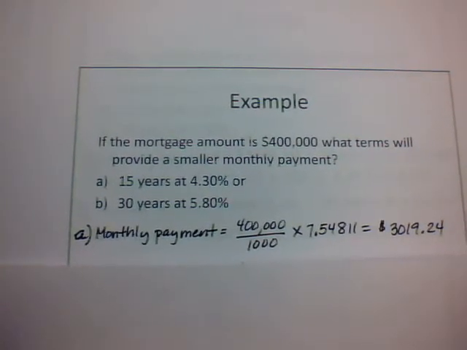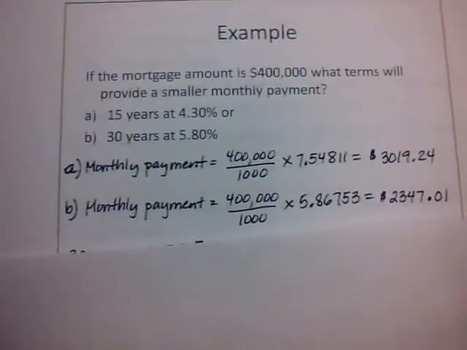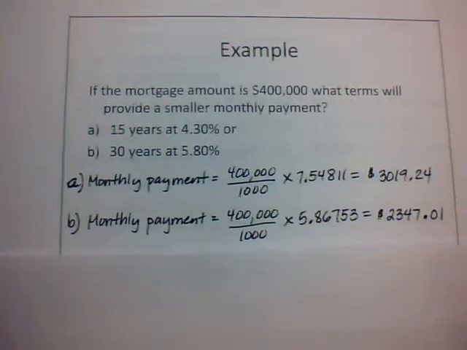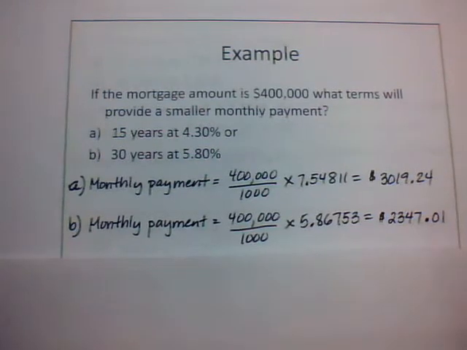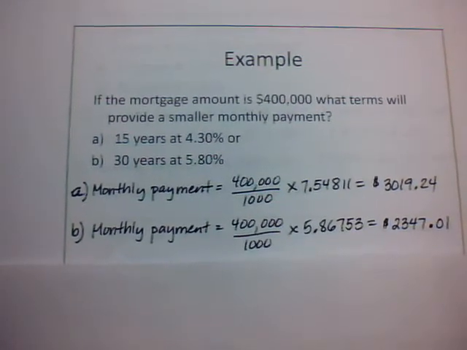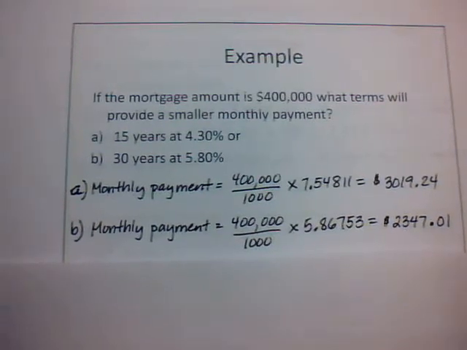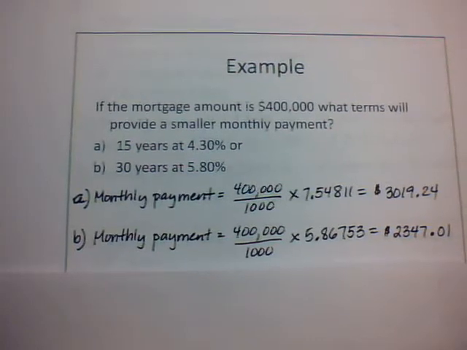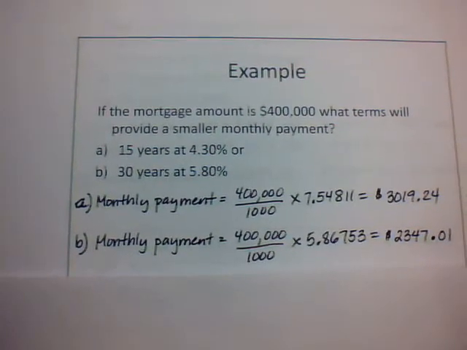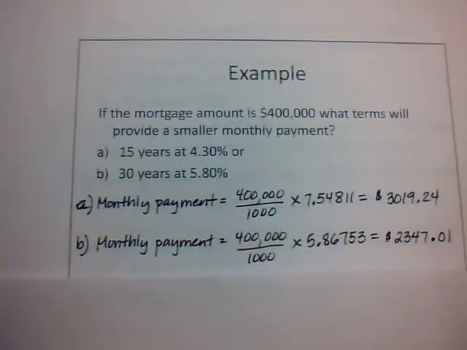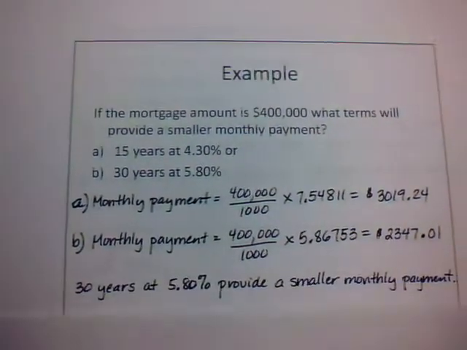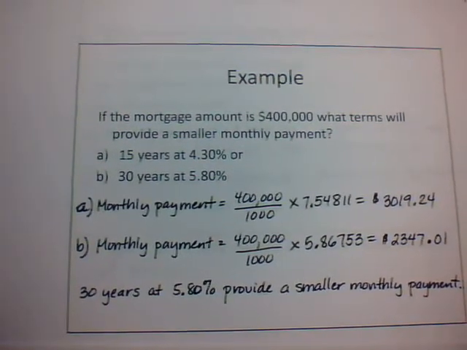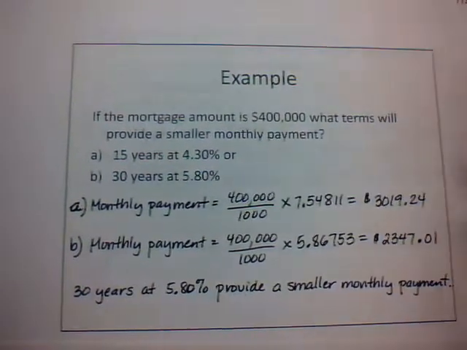But what about a 30-year mortgage at 5.80%? Well, this time the effective rate factor for a 30-year mortgage at 5.80% would be 5.86753. So now you have $400,000 divided by 1,000, which is, of course, 400 times 5.86753, and you'll get $2,347.01. So if you were looking for a smaller monthly payment, then a 30-year mortgage at 5.80% will give you that smaller monthly payment.